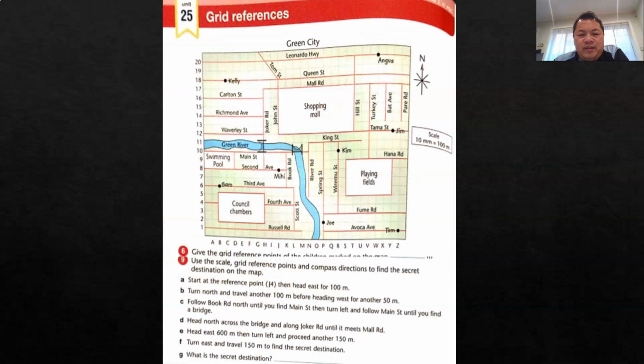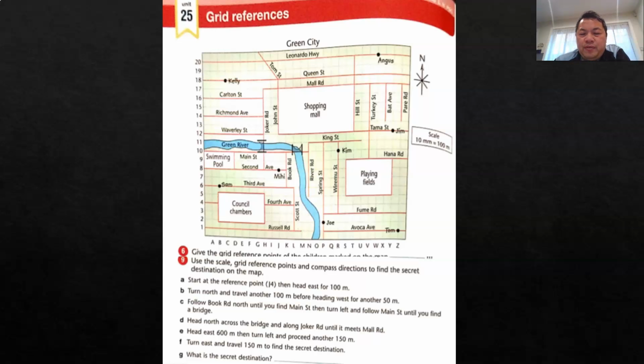The last part of this exercise is getting you to move from point to point. You're solving a puzzle to find out where you actually end up. I would suggest you pause the video and then answer the question accordingly.